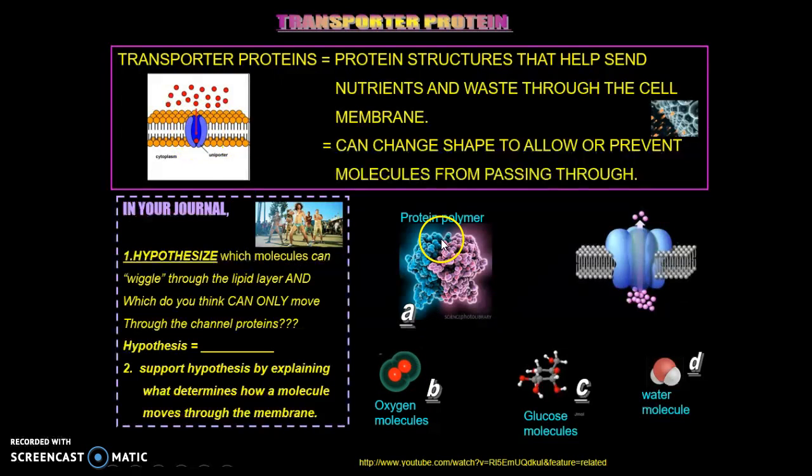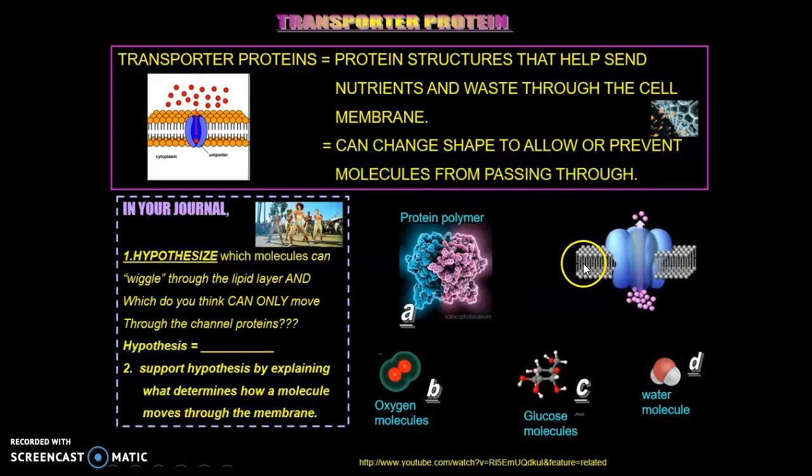So we have some different items here for us to put in our notebooks. We have A, a protein polymer, which is made up of thousands of atoms. We have B, oxygen molecules. We have C, a glucose molecule made up of 24 atoms, and then we have a water molecule made of 3 atoms. It says, which molecules are most likely to wiggle through the lipid layer, and which do you think can only move through the channel proteins?